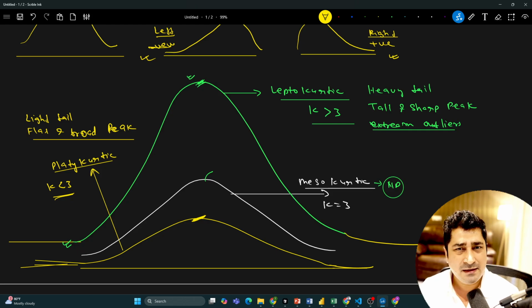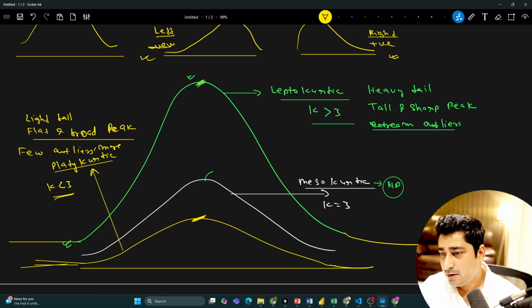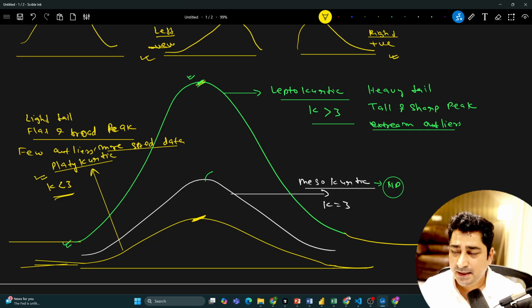Now that's completely fine theoretically. If I have a lepto, then obviously we have an extreme outlier. If we have a platy, then obviously we will have few outliers and more spread data. Yeah, this is what it means. So fewer outliers and more spread data I will find in case of a platy.